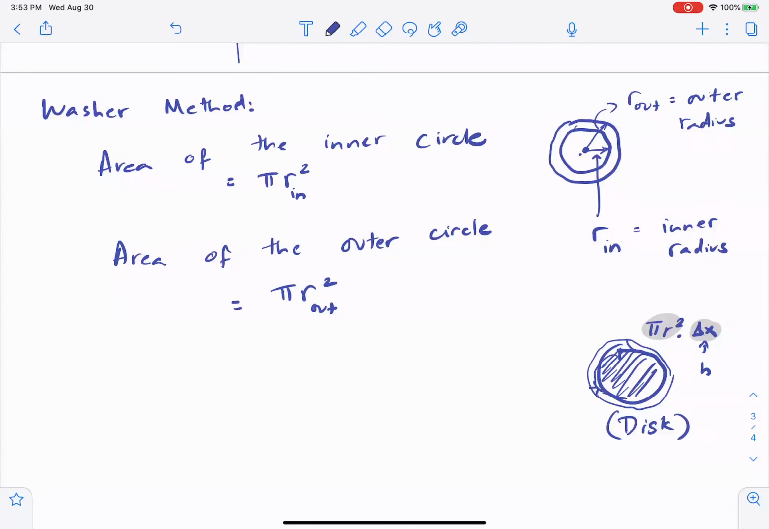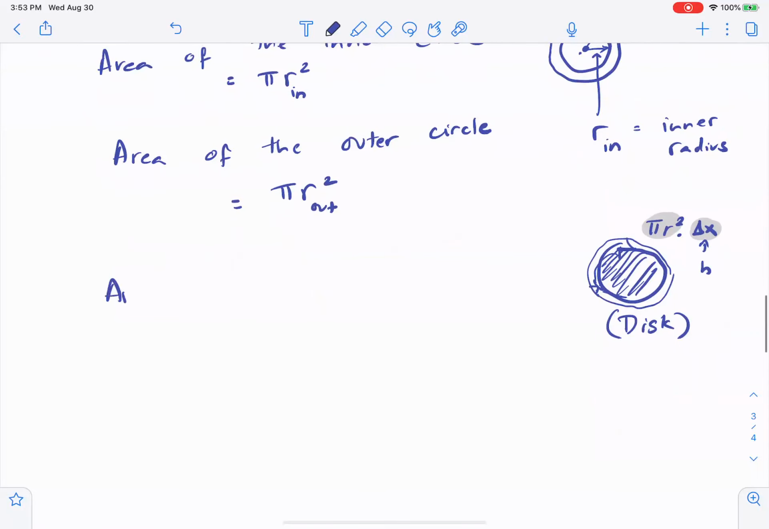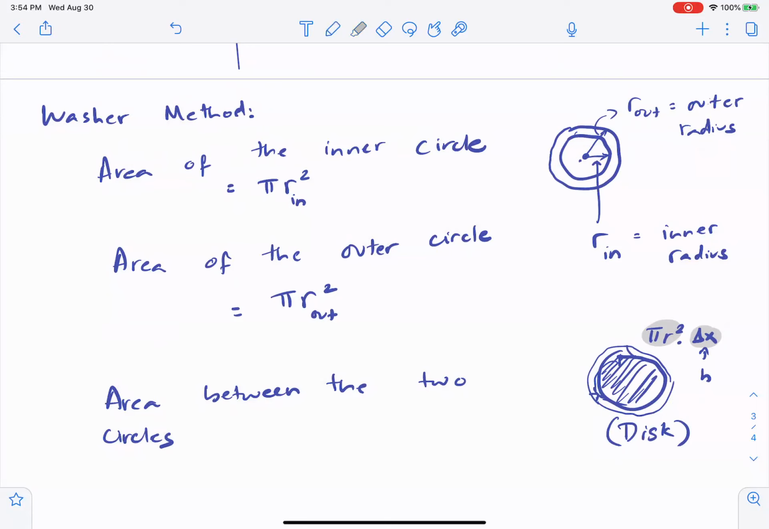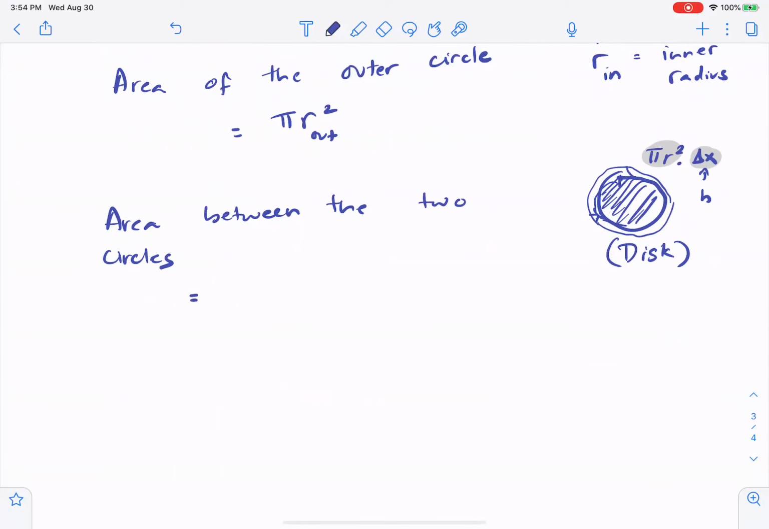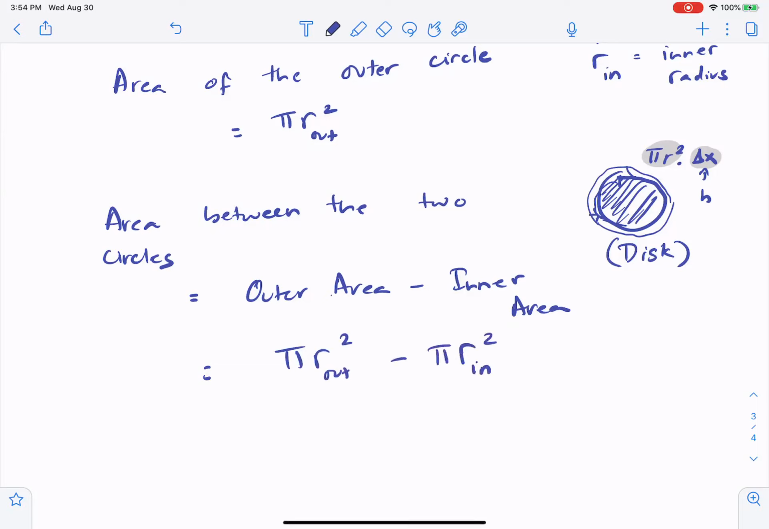Using the same logic, if I asked you what is the area between the two circles, how do you find that area? In other words, outer circle, inner circle, what is the area there in green? Very good. Outer circle area minus inner circle area. So I can write it as outer area minus inner area. That would be pi r out squared minus pi r in squared. Good.